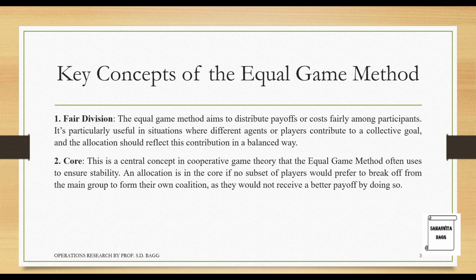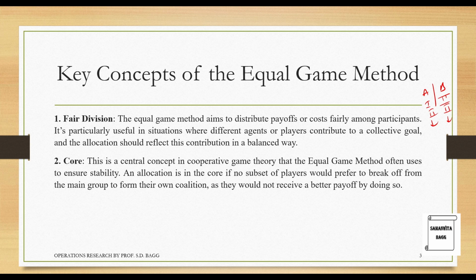Key concepts of the equal game method. The first is fair division. The equal game method aims to distribute payoffs or costs fairly among participants. It's particularly useful in situations where different agents or players contribute to a collective goal, and the allocation should reflect this contribution in a balanced way. So we are talking about a fair division among players. Suppose there are two players A and B, and they have certain strategies, say 1 and 2. So what is the contribution of A and B is what we are going to figure out.